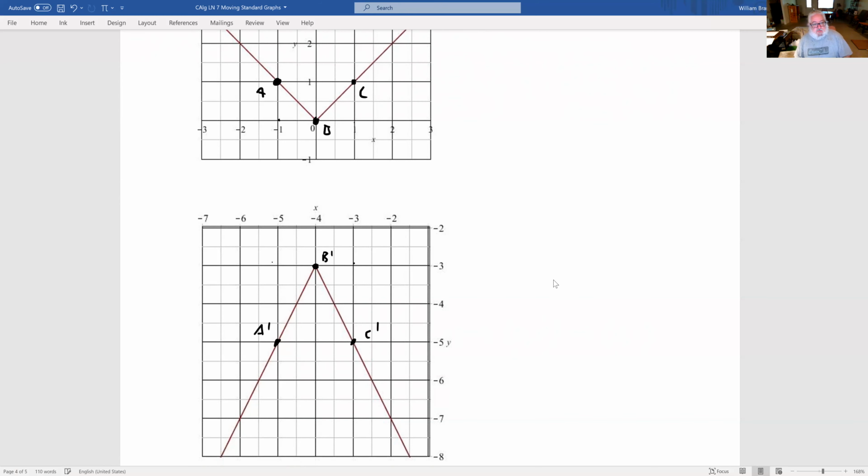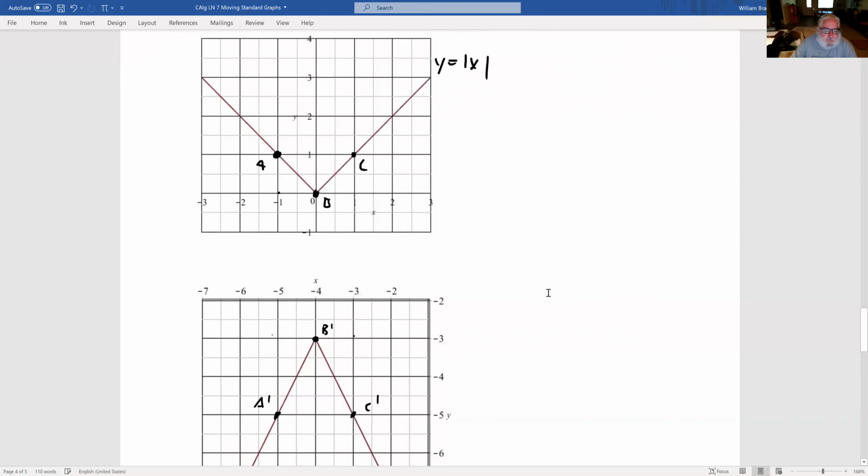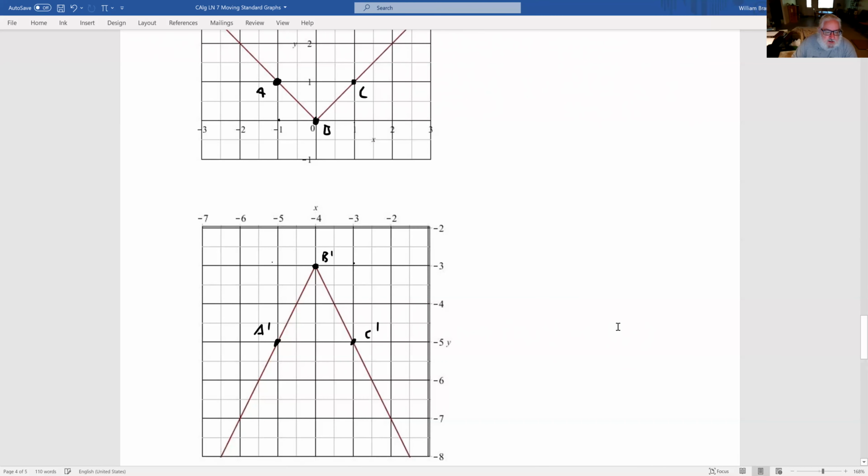So what kind of motions do I do that take a, b, and c on the graph of y equals absolute value x and give me a prime, b prime, c prime on the graph of this new function? Well, first off, b prime here is at the point -4, -3. So that means we've moved b left 4 units and down 3. So that gives me left and right and up and down.